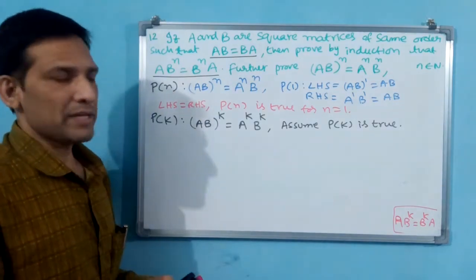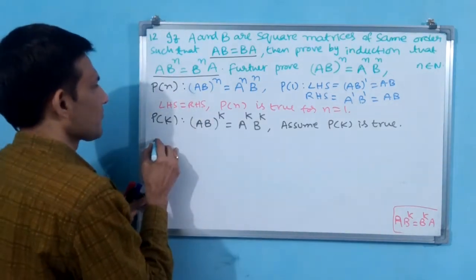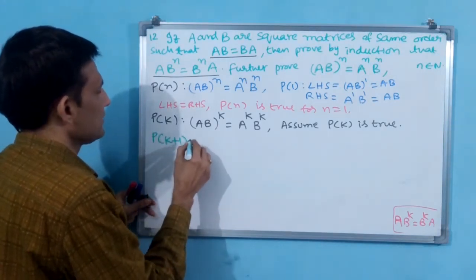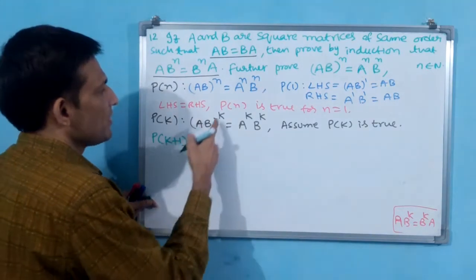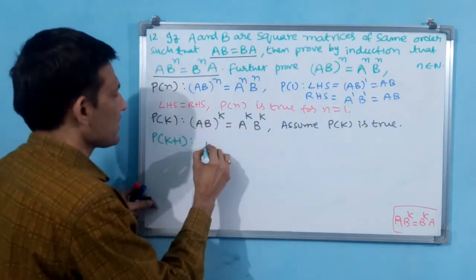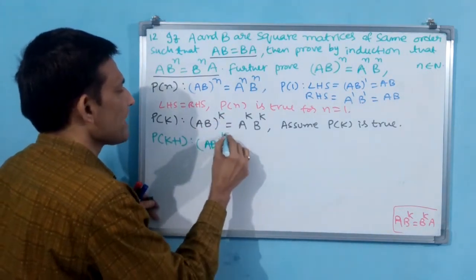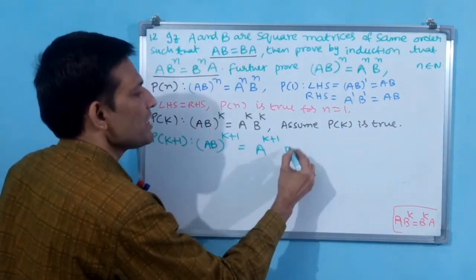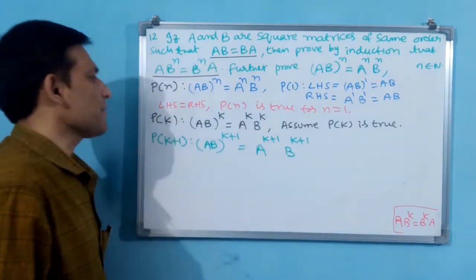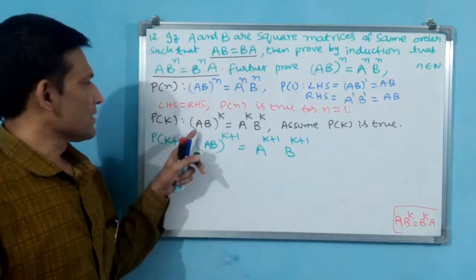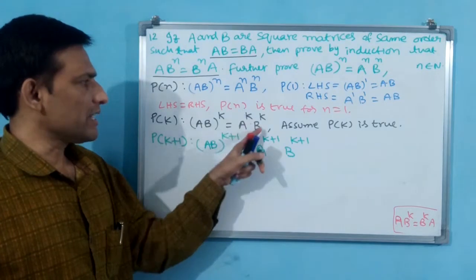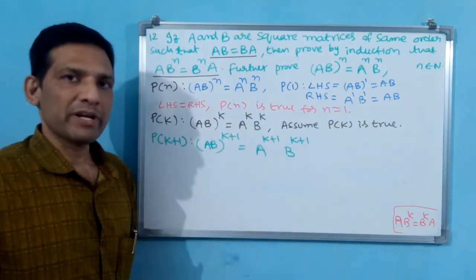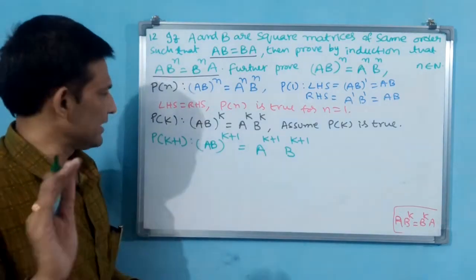Next step is P of k plus 1. Write down P of k plus 1. Copy: wherever k is there, you write k plus 1. AB whole power k plus 1 is equal to A power k plus 1 into B power k plus 1. Is it okay? AB whole power k is equal to A power k into B power k. AB whole power k plus 1 is equal to A power k plus 1 into B power k plus 1, you have to write. Okay, written.